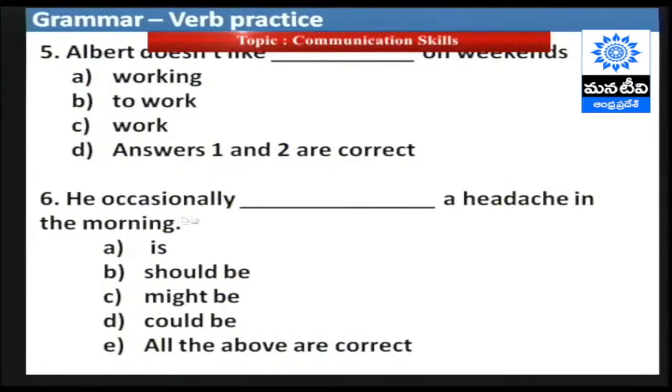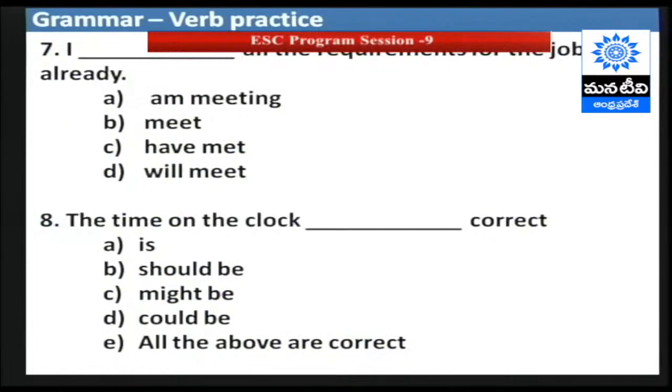He occasionally is a headache in the morning. He occasionally should be a headache in the morning. He occasionally might be, could be. Now, this is in terms of an adjective. So, all of the above are correct.